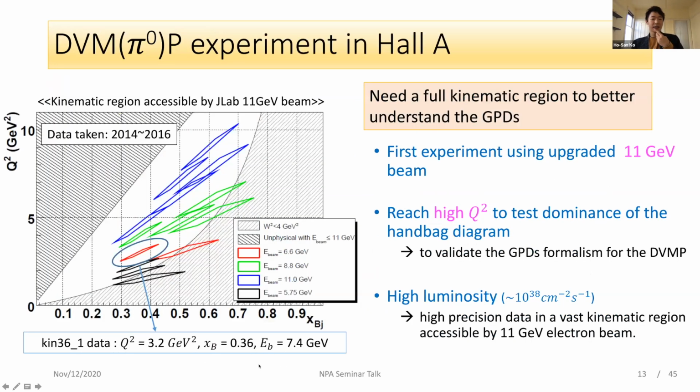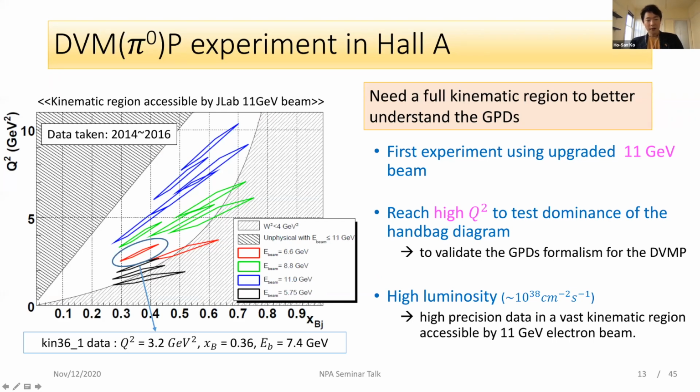And this is the kinematic region that we probed for the whole DVMP experiment. And this was the first experiment using the upgraded 11 GeV from 6 GeV. And the left plot shows this kinematic region by x Bjorken and Q squared.